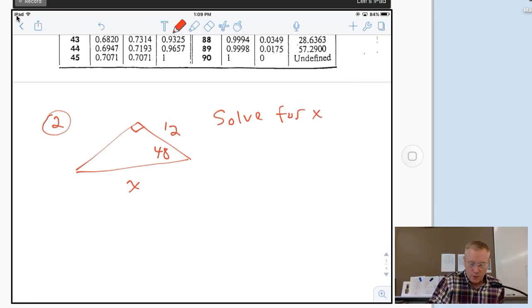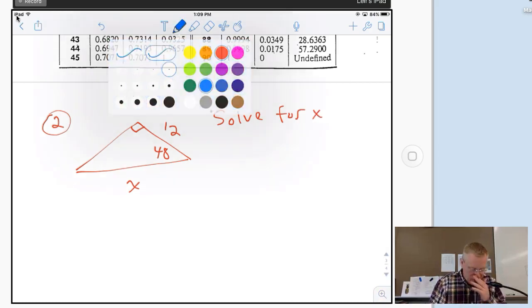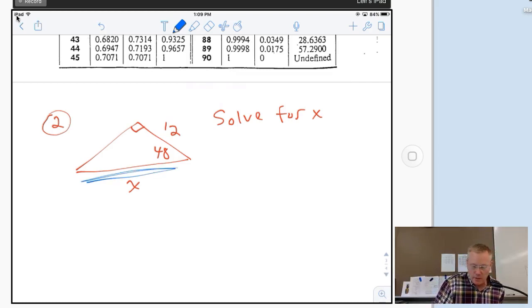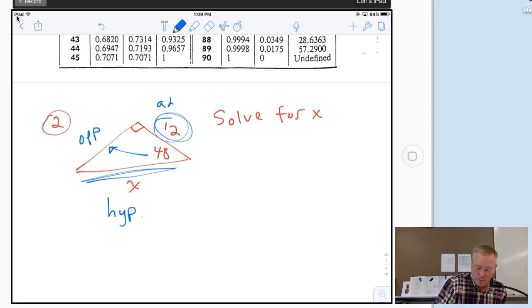And what you're going to do is start by identifying the sides of the triangle. Which one is this side here? Well, that's opposite the right angle, which means it's the hypotenuse. Which side is this one over here? Well, that's not the opposite side. That would be opposite. That means this must be the adjacent, okay? So I don't need the opposite one.